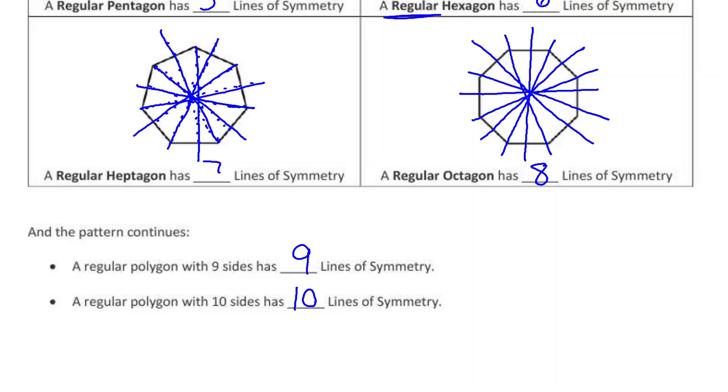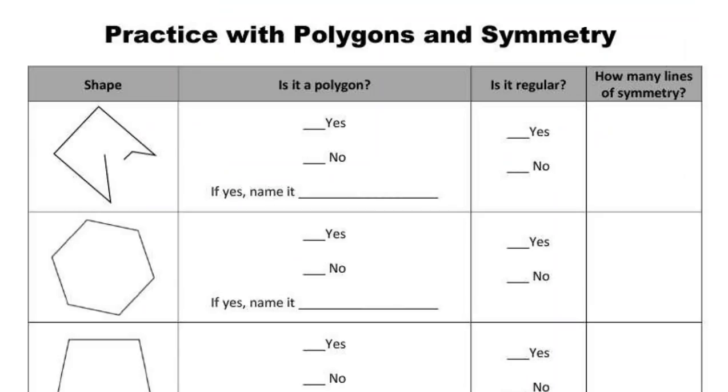Alright, so last page, this is where I want you to do some practice. We'll do the first one together. So this shape here, is it a polygon? Well, no, it's not a polygon because it's not closed. So, if yes, name it. Well, it's not a polygon, so it has no name, so I don't need to put anything here. Is it regular? Does it have all congruent sides and all congruent angles? Nope. How many lines of symmetry? Well, it's not closed, so none. I can't even draw a line of symmetry.